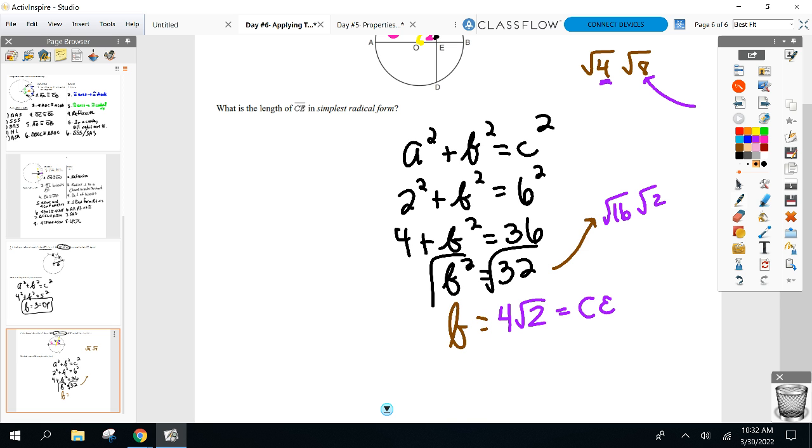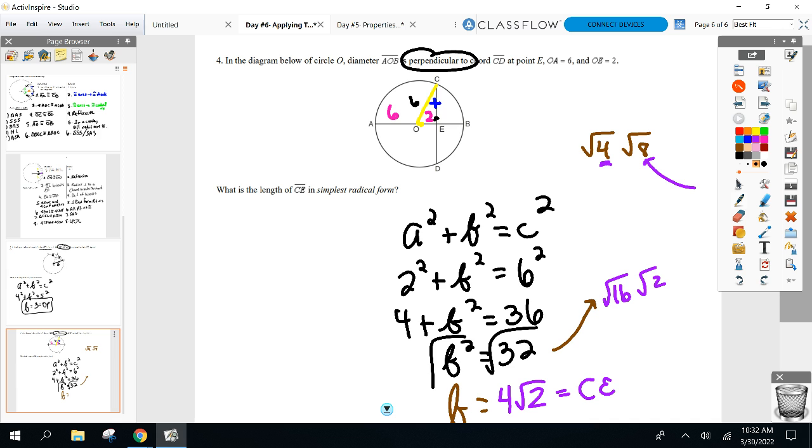Not a challenging one, but another follow-up question. What if I wanted to find the length of chord CD now? How could I use my answer of 4 radical 2 to find CD? What's happening to CD? It's getting bisected, right? So if CE was 4 radical 2, what's ED? Also 4 radical 2. How would you add those up? What would it be if you added them up? Oh, thank you. You're learning something. 8 radical 2. Yep. All right. All good?